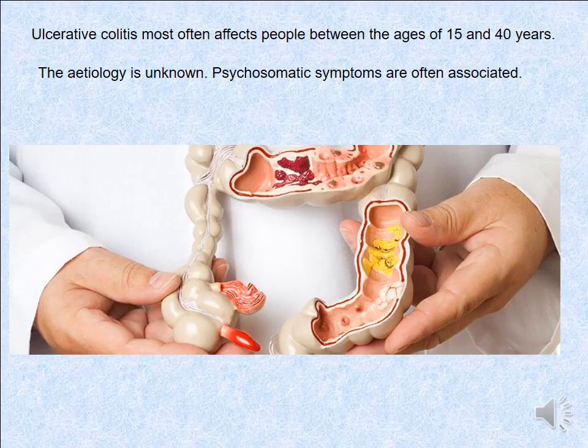Ulcerative colitis most often affects people between the ages of 15 and 40 years. The etiology is unknown. Somatic symptoms are often associated. The psychology of the patient is very important in ulcerative colitis.